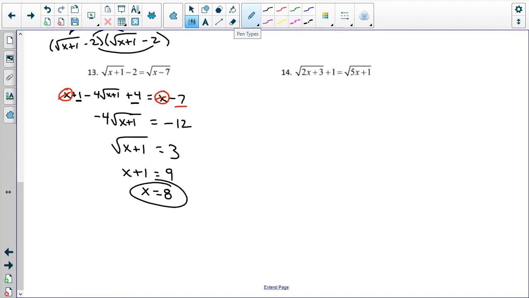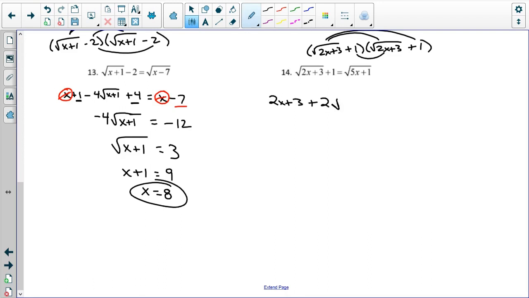Number 14, we're not as lucky. We're going to square both sides. Root 2x plus 3 plus 1 squared, I'm going to write it out so it's a little bit easier for us to see. That ends up being 2x plus 3 plus 1 of both of them. So I have 2 more copies of the square root of 2x plus 3. And then 1 times 1 is 1. Squaring the right side is pretty easy.